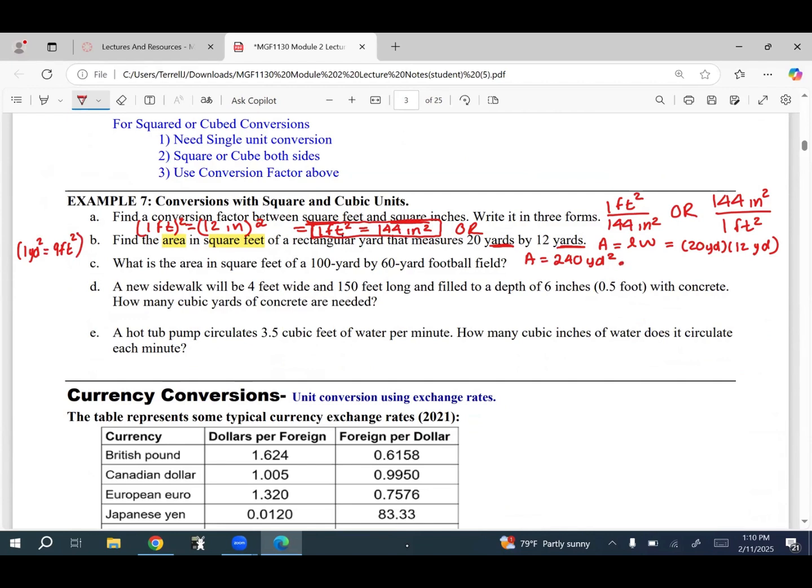So to convert this, look at what I'm doing. I'm putting yards squared on the bottom and 9 feet squared on top. That way the yards squared will cancel. And if I do 240 times 9, I'm getting 2,160 square feet. That is my final answer.